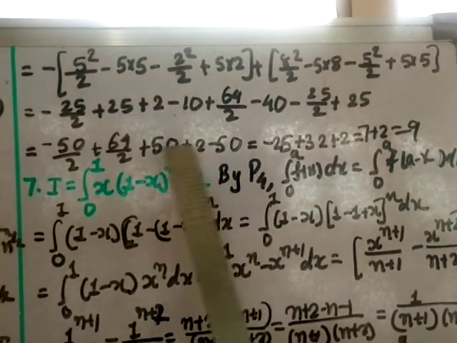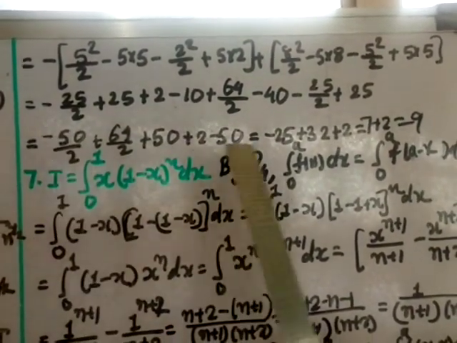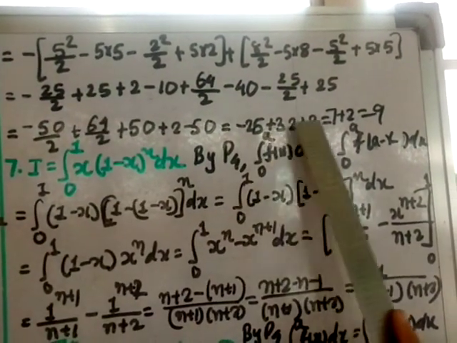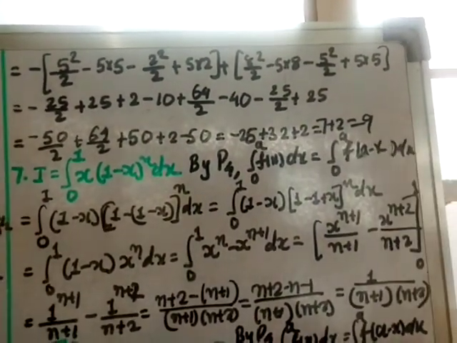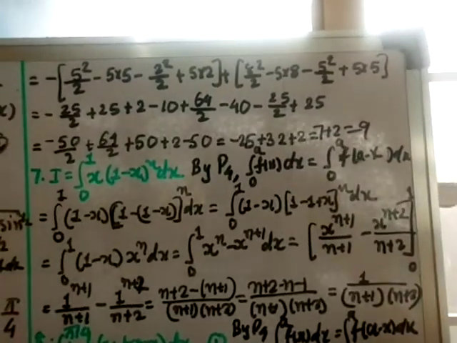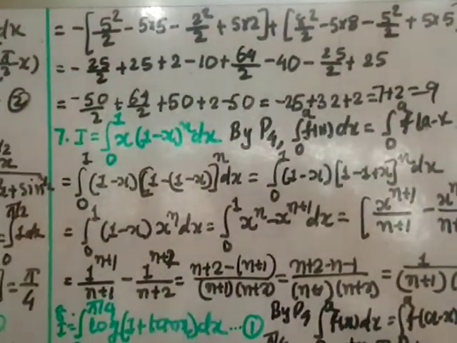But this is minus 50 minus plus 50, cut. This also gives you minus 25, this gives you 32 and plus 2. So the answer is 9. When you simplify you get the answer as 9. That is the answer for question number 6.